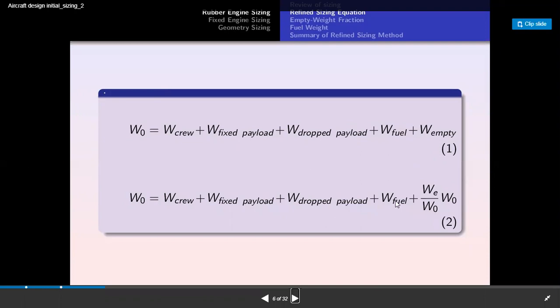So here we are doing the fuel weight estimation as well as empty weight estimation. We are looking for the empty weight estimation.